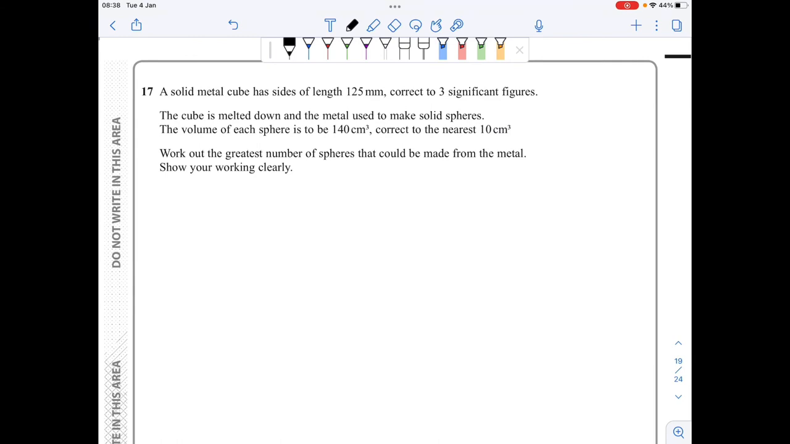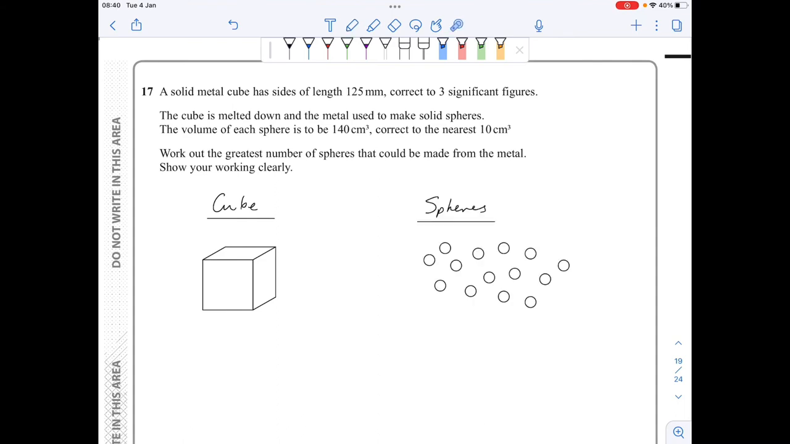In this question, I have a metal cube and I want to melt it and convert it into spheres. The length of the cube is 125 millimeters. If I convert this to centimeters, it will be 12.5. And this is given to three significant figures. So its lower bound is 12.45 and the upper bound is 12.55.